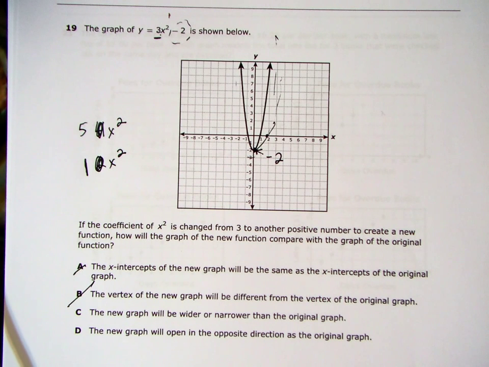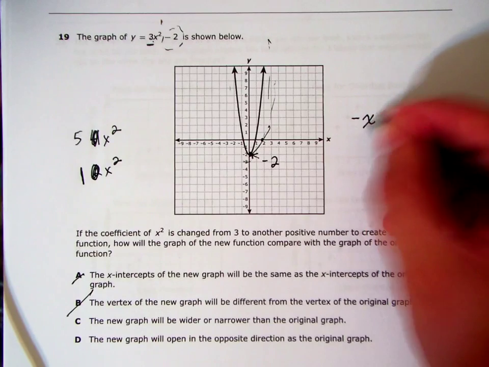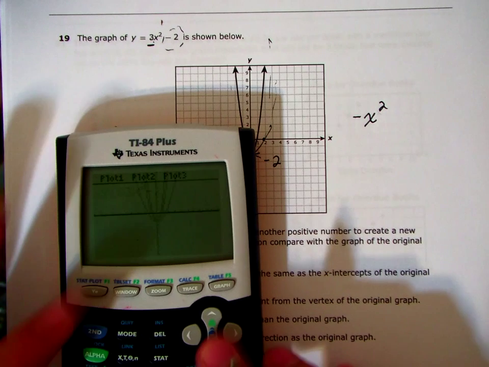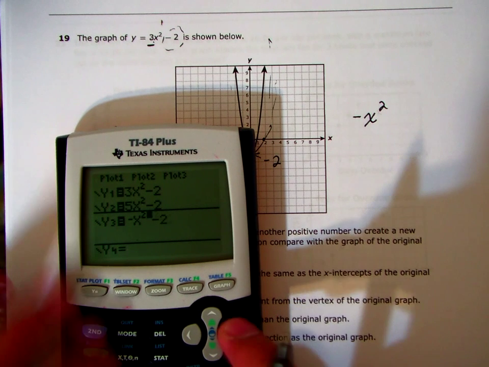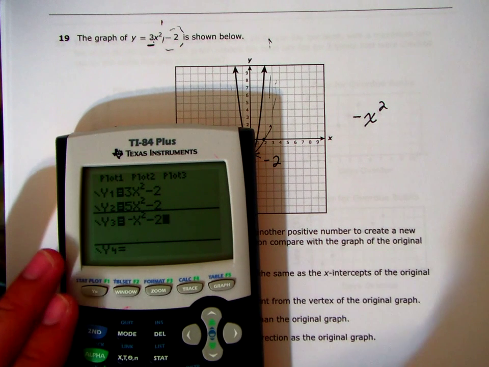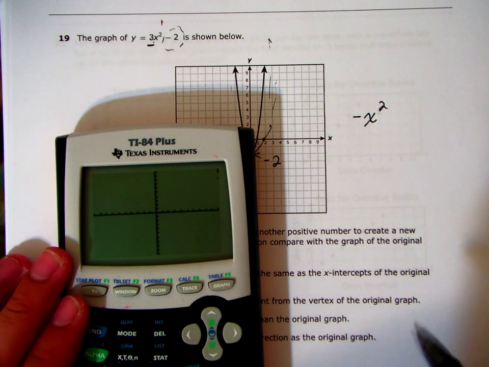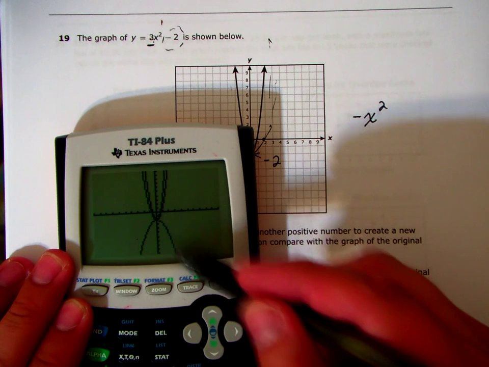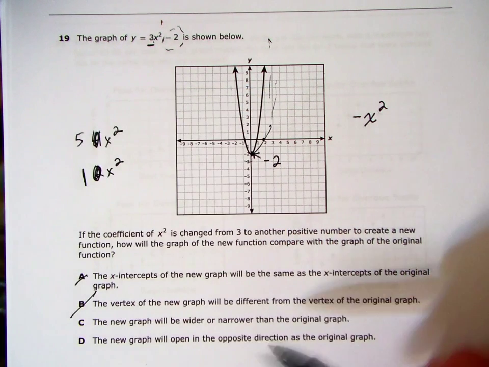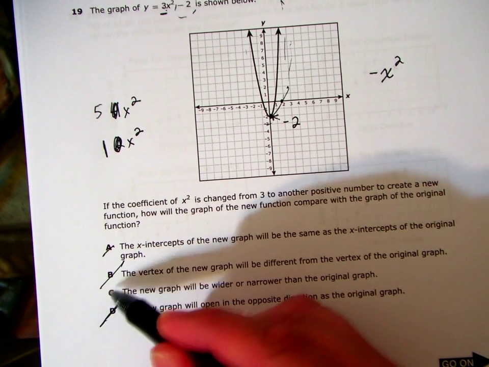Now let's check C. The new graph will be wider or narrower than the original. That's what we concluded. But let's look at D. The new graph will be open in the opposite direction. No. The only time it'll be open in the opposite direction is if it's a negative. And I'm going to show y'all real quick. Negative x squared, minus 2. So you see how this one is open upward, and then you see how this one is downward. It only changes opposite direction when it's a negative number, right? So the answer would be C.